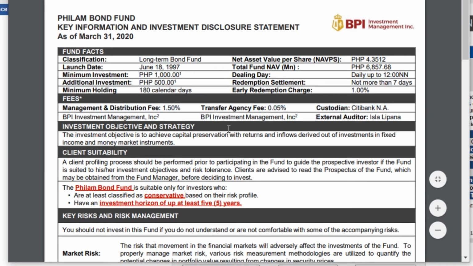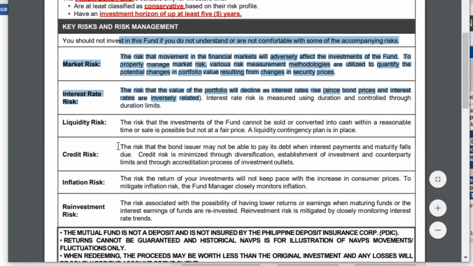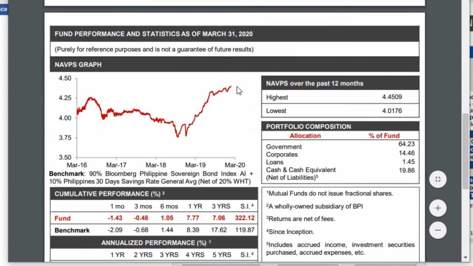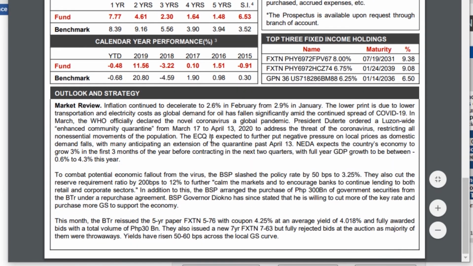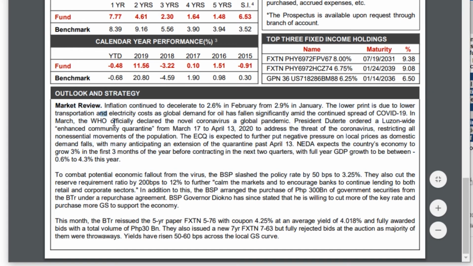Some of it is repetitive. This part is very important for me because it tells me what risks. If you lose money, you lost it. How much far they're off from their index. It also has their outlook and strategy at the bottom, so that's pretty good.